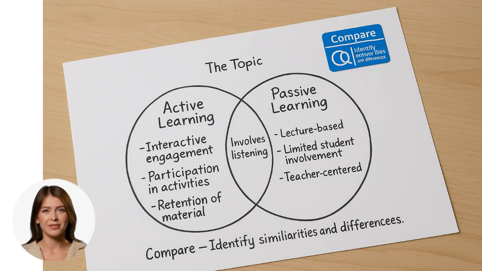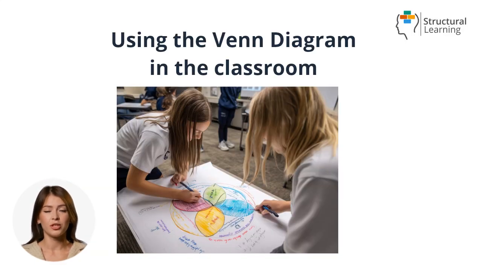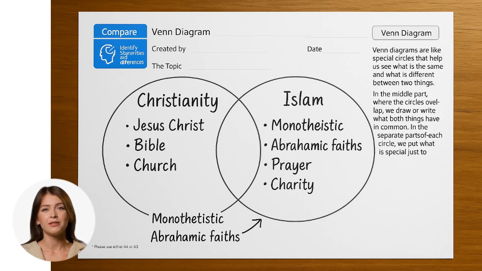The key thinking skill here is compare, a foundational strategy for critical thinking across all subjects. To use a Venn diagram in your classroom, begin by identifying the two topics you want learners to compare. For example, two historical figures, story characters, or types of materials in science.